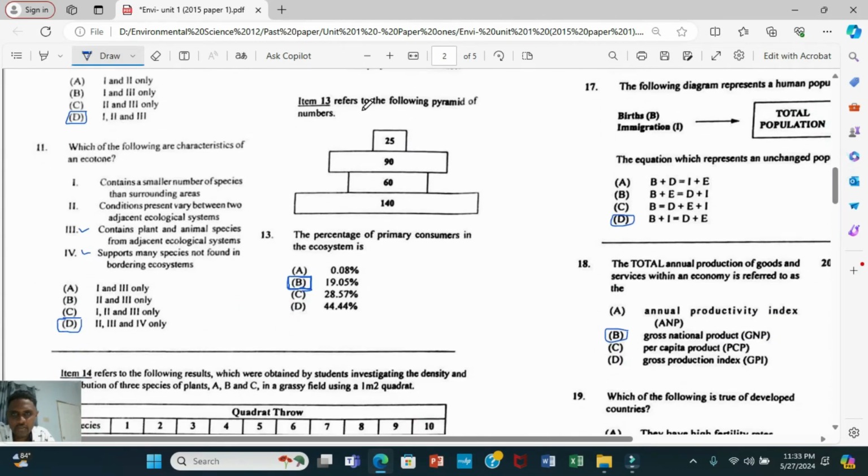Number 13, item 13 refers to the following pyramid of numbers: 25, 90, 60, 140. The percentage of primary consumers in the ecosystem is 19.5, which is that. So you put the 60 over the total, so you add 140, 60, 90, and 25. And when you get that number, you put it there, and then you multiply that by 100. All right, number 14.